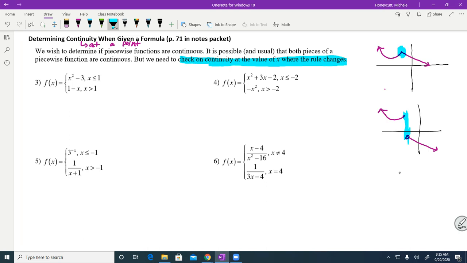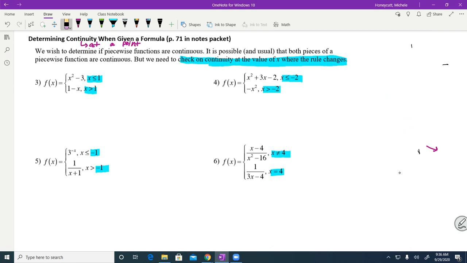Now you'll find those values of x right here. So on number 3, I'm interested in what's happening to this function at x equals 1. On number 4, I'm interested in what's happening to this function at x equals -2. So I'm interested in what is happening with this function at these particular points. Now, how do I check this? I'm going to check it with the definition of continuity.